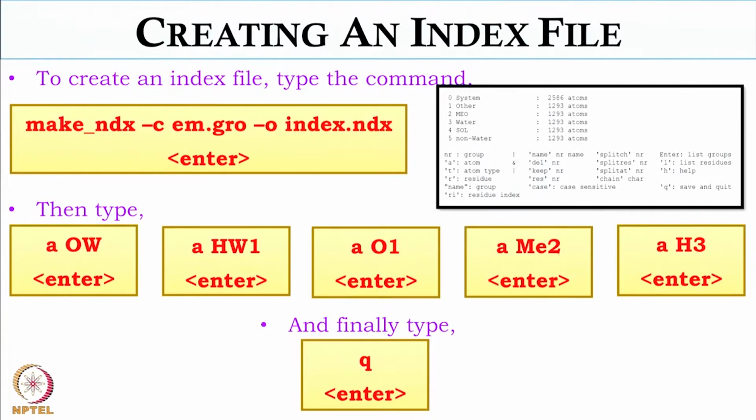So now is the order of these commands important? No, it's not important. So I can do A H3 first and then A Me2. Then A OW, I can mix them also. Yeah, you can mix them also. Basically, I have to give these 5 commands to generate the index file.